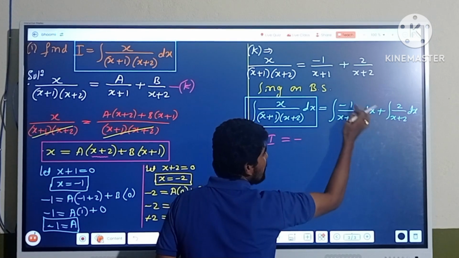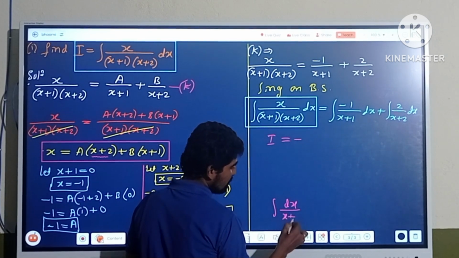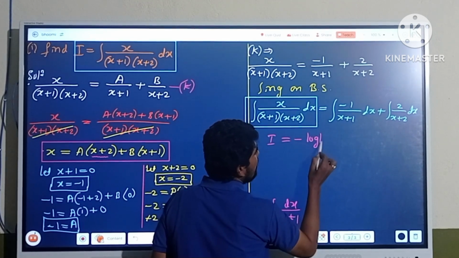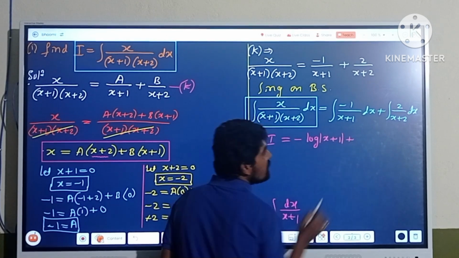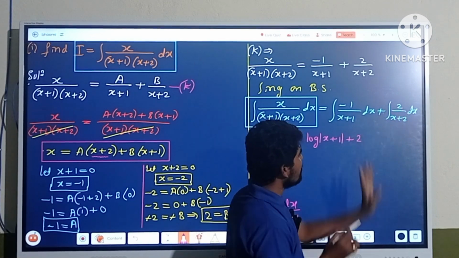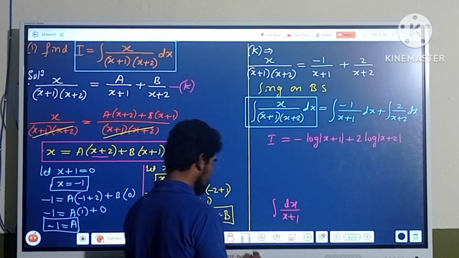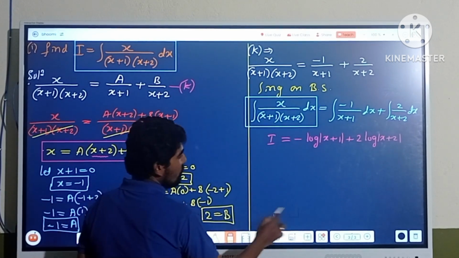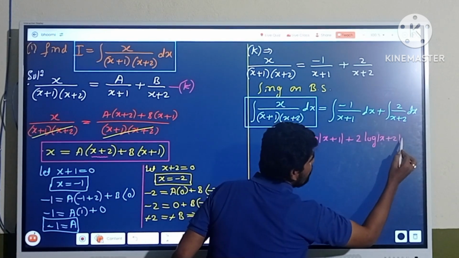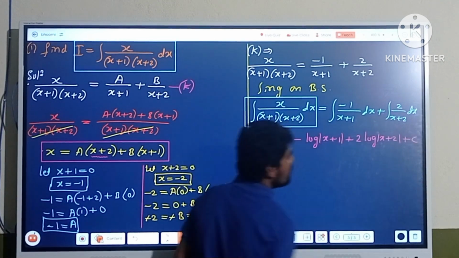So next, integration of dx divided by x plus 1. Already we know that is what? Log x plus 1. Log x plus 1, plus 2 is a constant taken outside the integral, and then integration of dx divided by x plus 2 is log x plus 2. I hope all of you understand. Now, after finding the integral values, observe this term as well as plus c. We need to write plus integral constant.